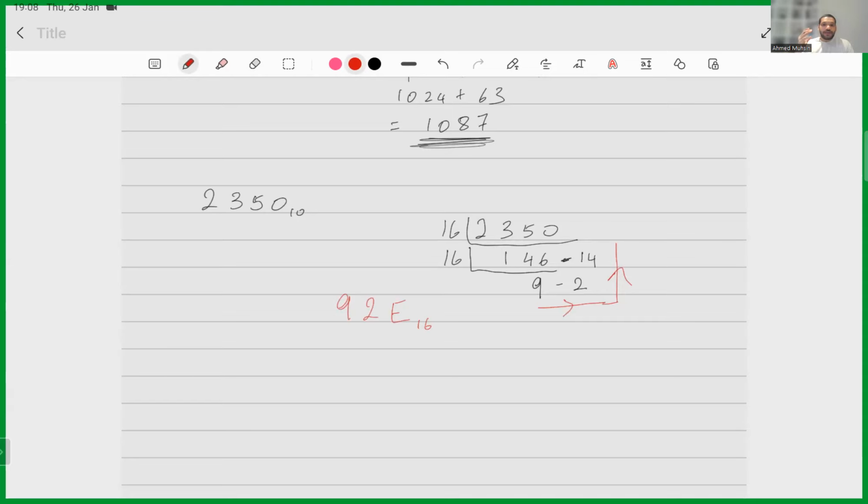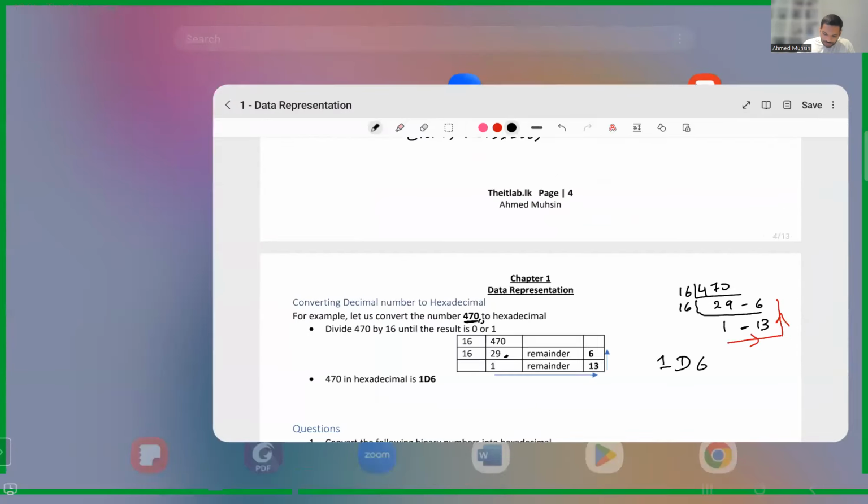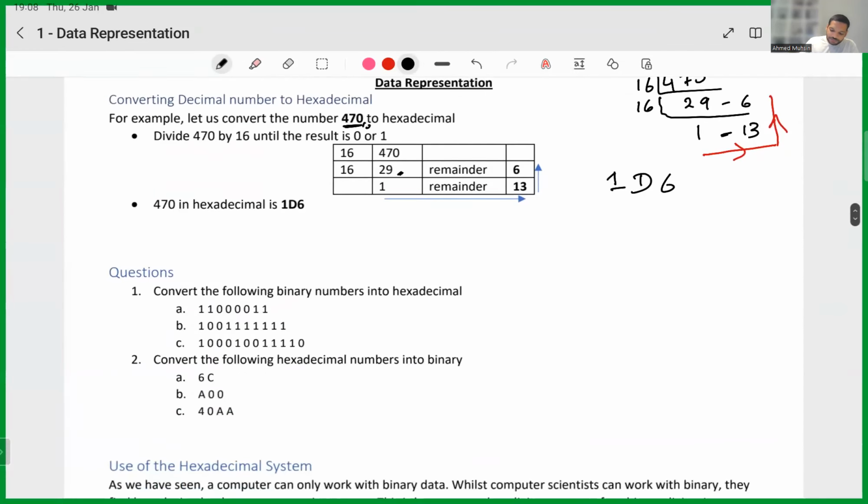Right, I hope it makes sense. I hope this is working out for you. I hope it's going well for you. Next, what we will be doing is attempting some questions that are there in the tutor. Convert the following binary numbers into hexadecimal.